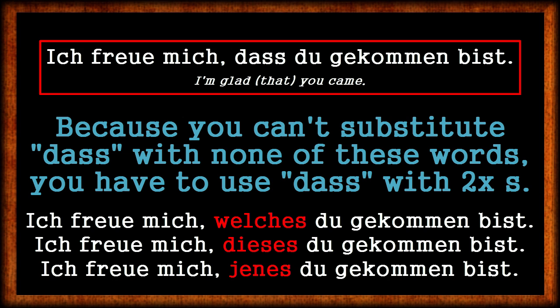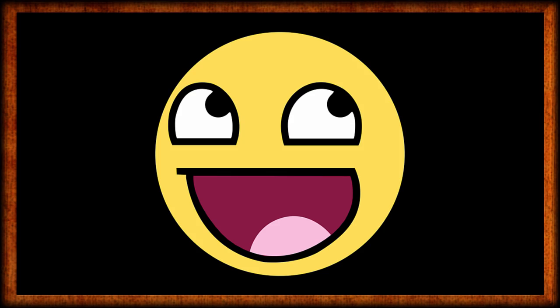You'll notice that this isn't possible and completely erases all the semantic meaning this sentence did have. This means you have to use das with double S, because you cannot substitute das with either dieses or welches or jenes. And that's pretty much it.